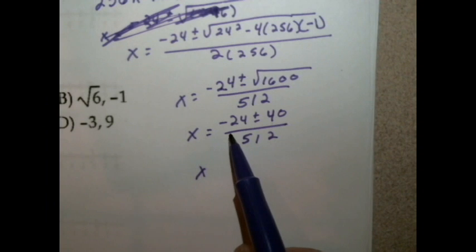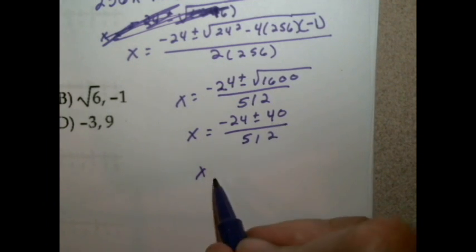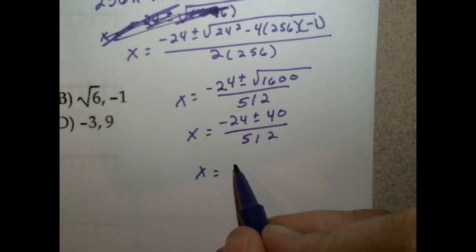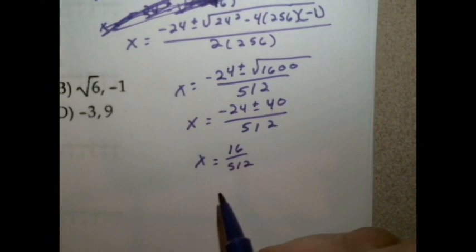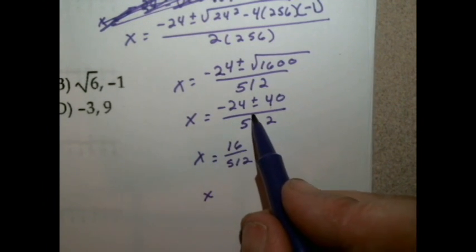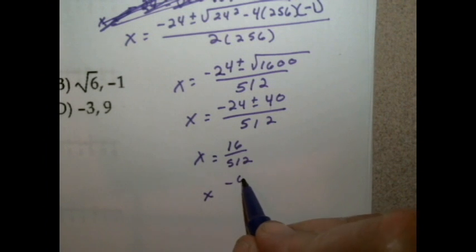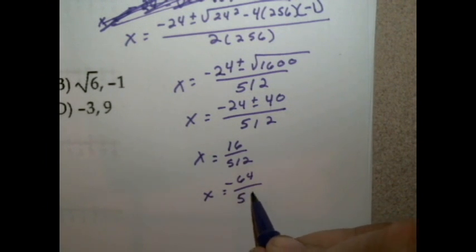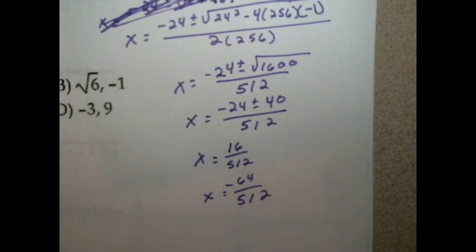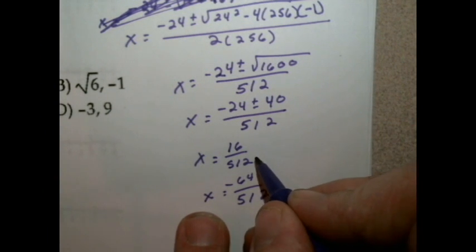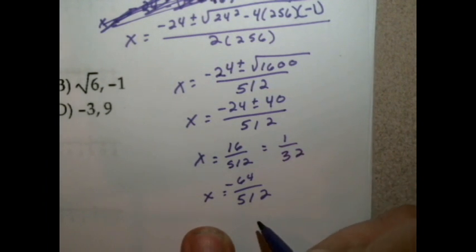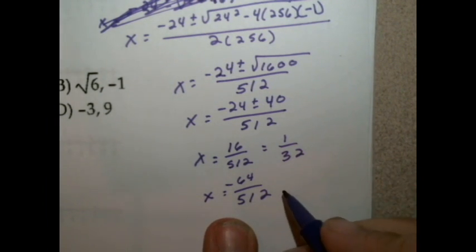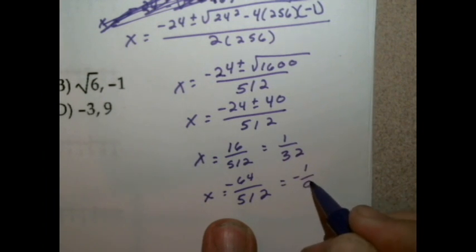Alright, so negative 24 plus 40 over 512 is 16 over 512. And then if I subtract, negative 24 minus 40 would be negative 64 over 512. Alright, and both of these will simplify. I believe 16 over 512 reduces to be 1 over 32. And 64 divided by 512 is going to reduce to negative 1/8.